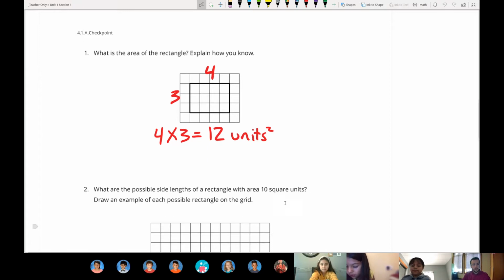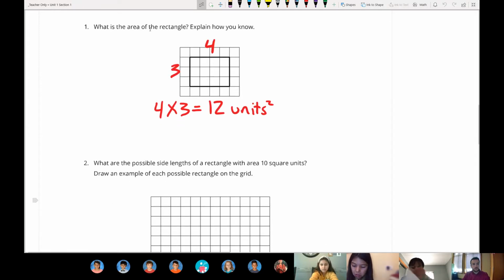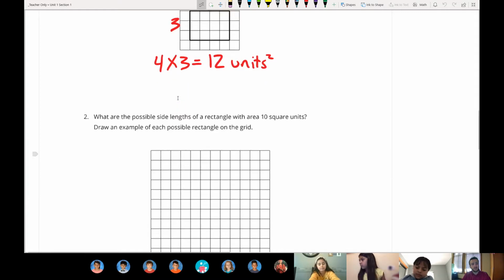Okay, so that was the first one here. What is the area of the rectangle? It is 12 units. How do we know? Well, we took each of the side lengths and we multiplied them together. Had 3 rows, 4 columns. 3 times 4 is 12.